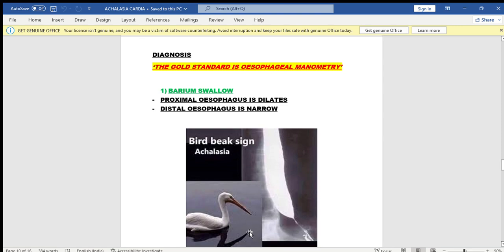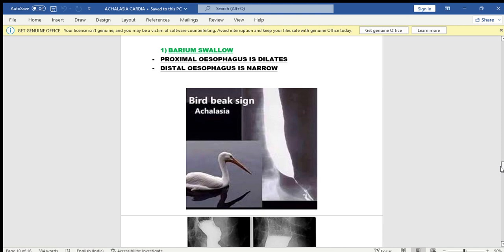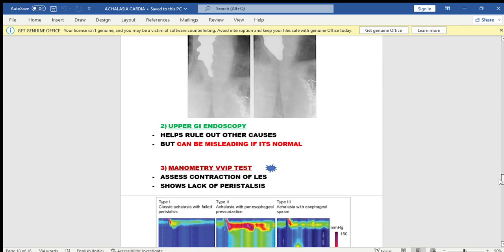Look at this over here, the shadow. This represents a bird beak appearance, which is very typical of achalasia cardia, which happens because your proximal esophagus is dilated and your distal esophagus is narrow. Right? This is another picture showing you a barium swallow study where you have a bird beak appearance.